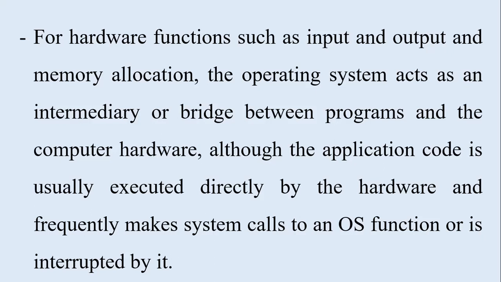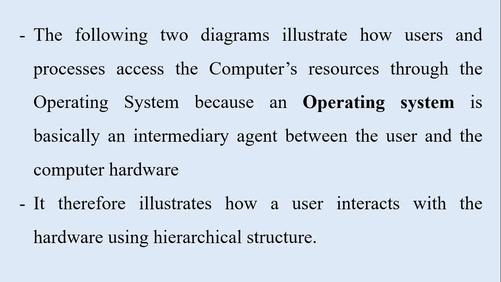It has to stand in between them so that it is able to interpret what the user wants to say through an application program and put it in a form that the hardware will be able to understand. And then when the hardware gives any feedback, the operating system will do the interpretation and convey the required message to the user through a certain application program. So the operating system plays a very key role as a bridge between the programs and the hardware. So the following two diagrams illustrate how users and the processes access the computer's resources through the operating system, because an operating system is basically an intermediary agent between the user and the computer hardware.